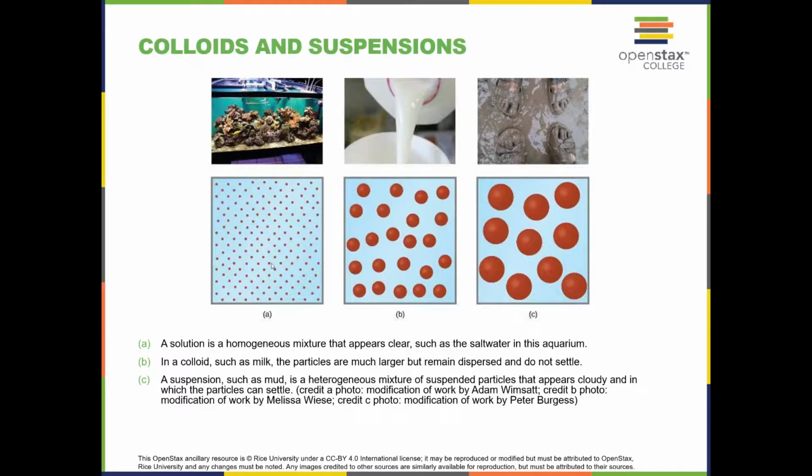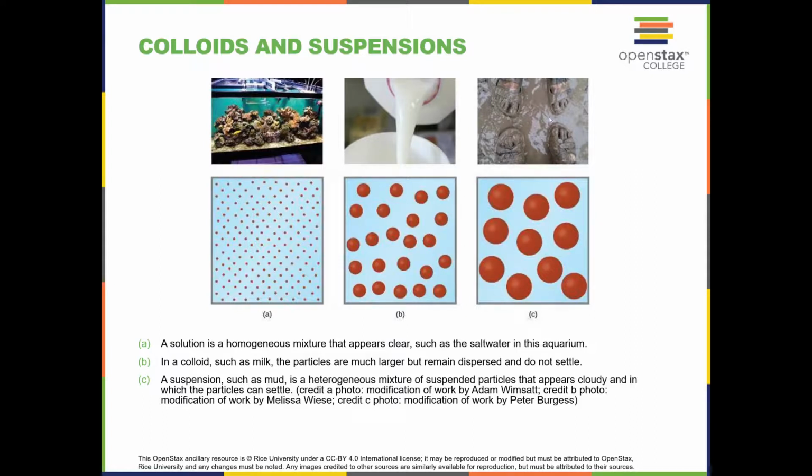In a colloid, the particles remain dispersed, but they're much larger. They won't actually settle, like in milk. It won't settle out, but they are not dissolved in the same way as in a homogeneous solution. And then if you look at a suspension, like mud, these particles will settle out. Now, if you want them to settle out faster, for example, you could put them in a centrifuge.